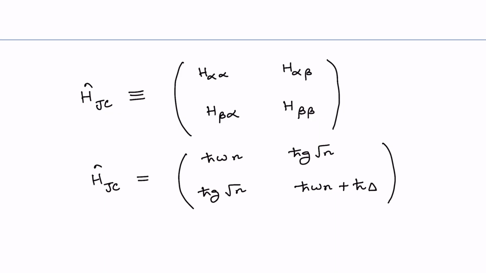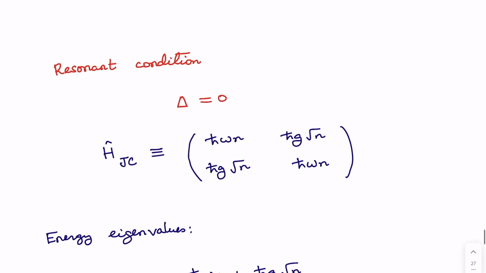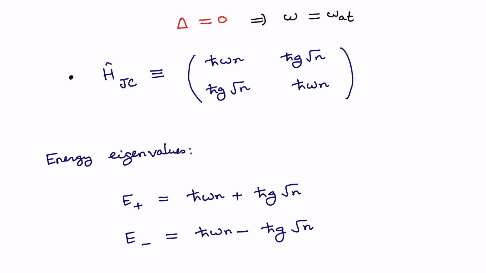Now you can easily see that at resonance, that means when the detuning parameter is equal to 0, that is Δ equal to 0, or field mode frequency is equal to the atomic frequency, the Hamiltonian is going to look like this. Here the Δ term is no longer present. This term is 0, and it is easy to find the energy eigenvalues. E plus is given by ħωn plus ħg square root n, and E minus is ħωn minus ħg square root n.